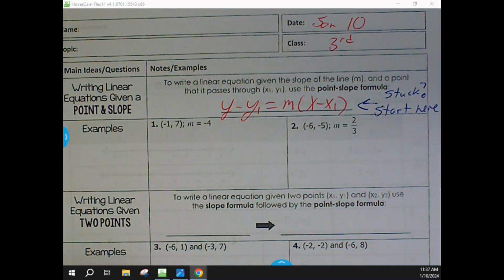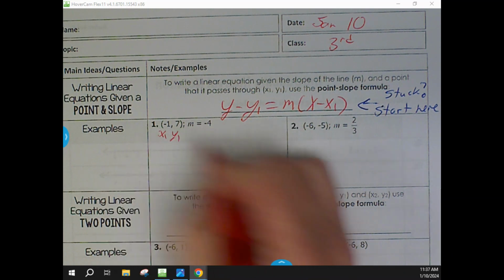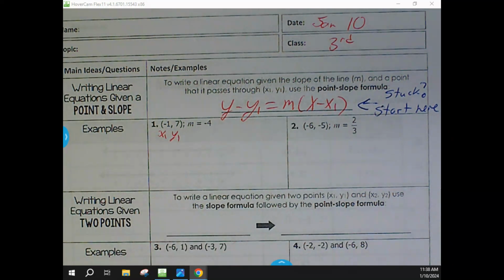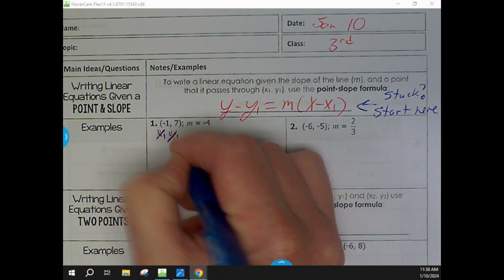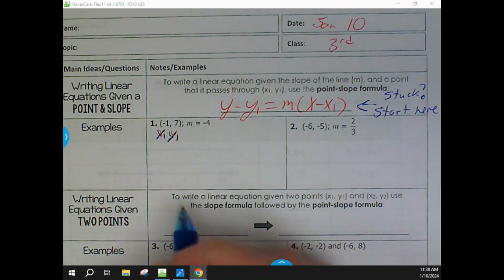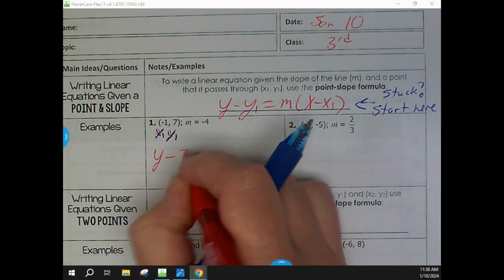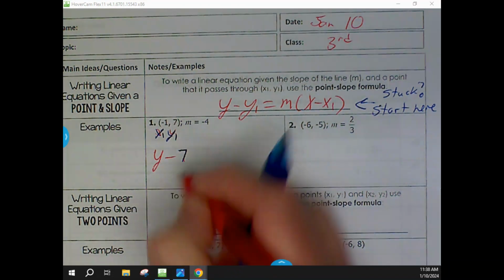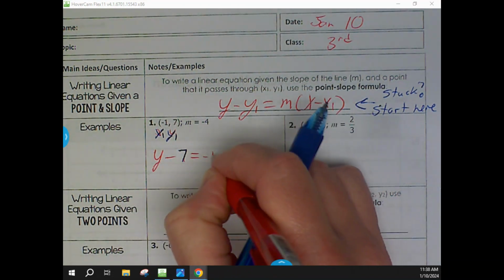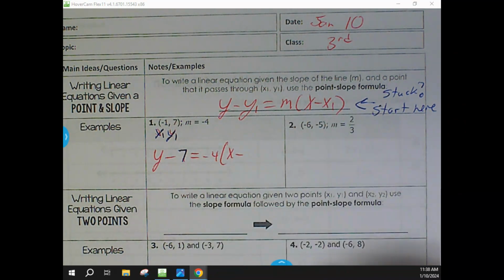Okay, so with this one, as we're going through these, this is your first point here. So this would be x1 and y1. They told us that this m is -4. So we got that one. That's the numbers we're going to plug in. Okay, so for this equation back up here, we're going to do y minus, in that case y1 is 7, and then equals your m value here, which is -4, times x minus x1, which is -1.